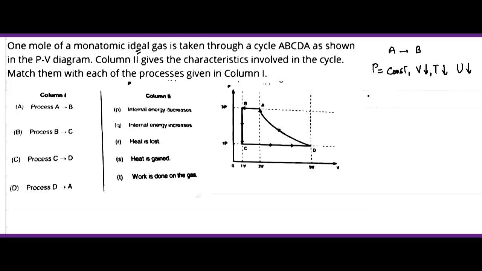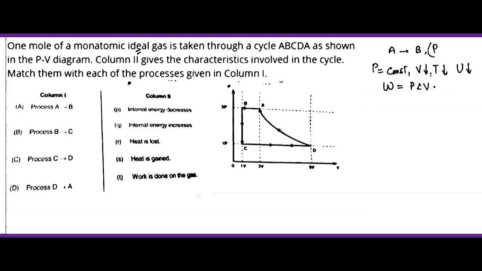Now let's try to find out. The first thing we have found is that for the process A and B the internal energy will decrease. So P will match with this first thing that we have found. Now let's see what about the work and what about the heat. Since the volume is decreasing, we can see that W is equal to P dV.